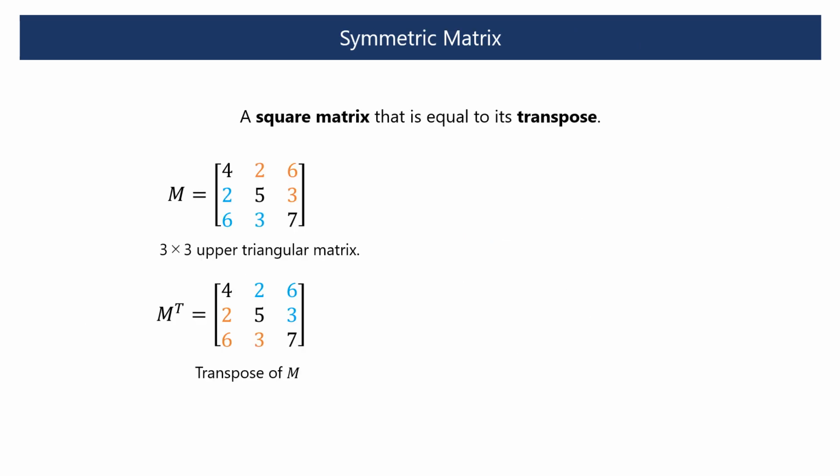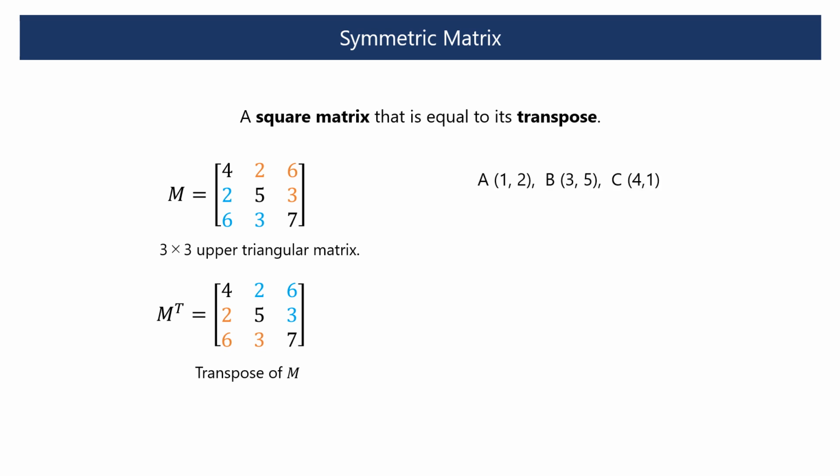A symmetric matrix is a square matrix that is equal to its transpose. Transposing a matrix means flipping it over its diagonal, swapping its rows with columns. This matrix M is an example of a 3 by 3 symmetric matrix.